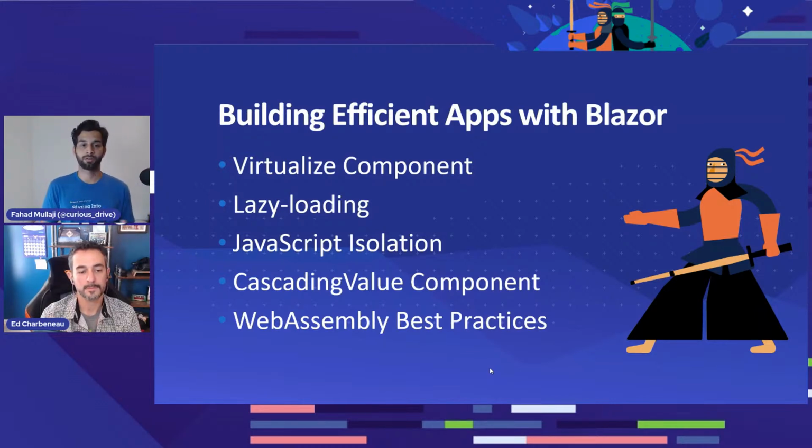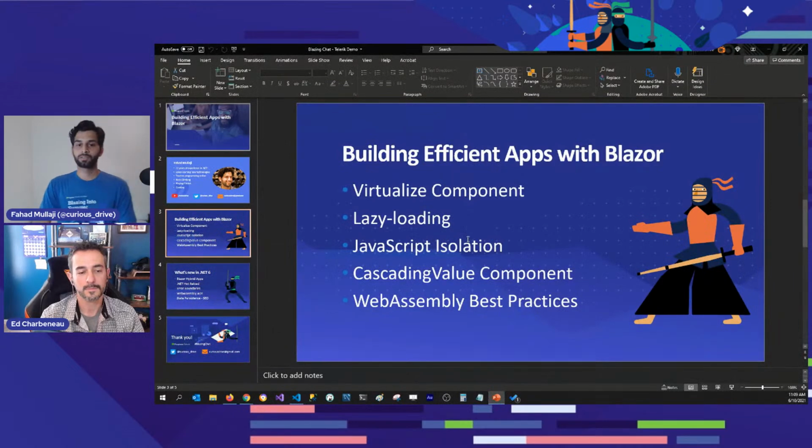For that, I'm going to cover the Virtualize component, and then I'm going to talk about lazy loading, JavaScript isolation, and the CascadingValue component, and how you can make teeny tiny changes in the way you code, in the way you make these applications, and make better, faster applications. And towards the end, I'm going to talk about where I learned these things, which is Microsoft Docs. So let's first talk about the Virtualize component.